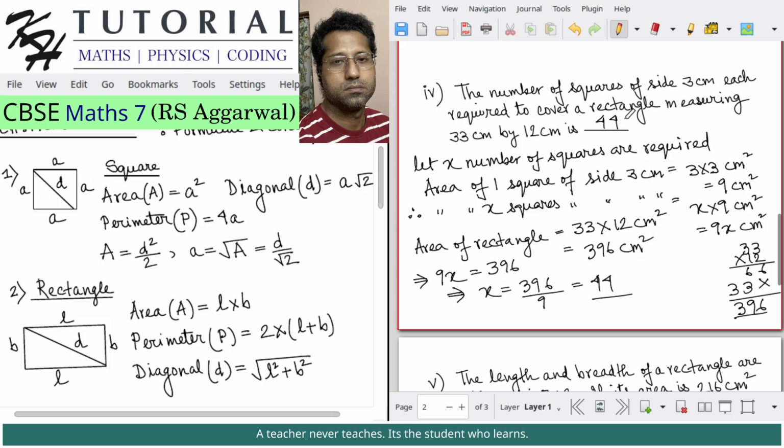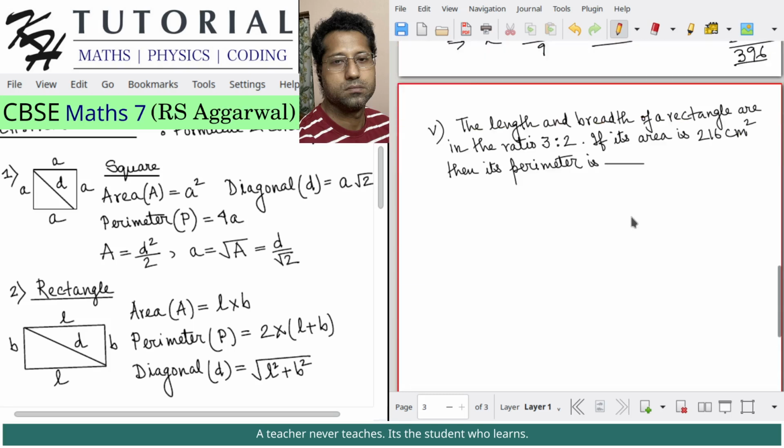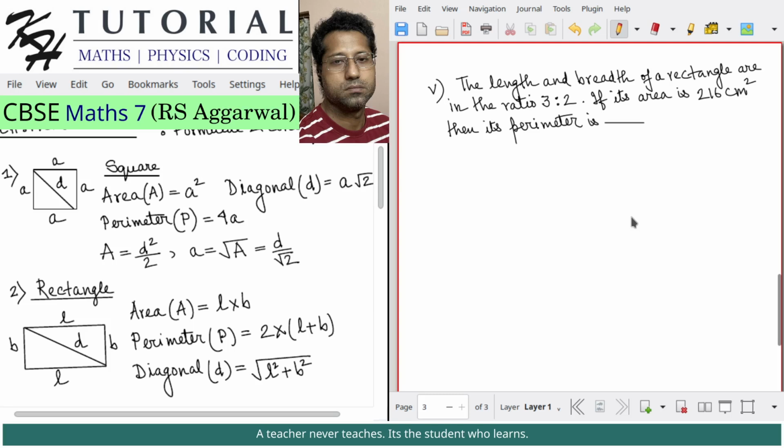Okay, let's do the last part. The length and breadth of a rectangle are in the ratio 3:2. If its area is 216 centimeter square, then its perimeter is. By now, this should be a very straightforward question.